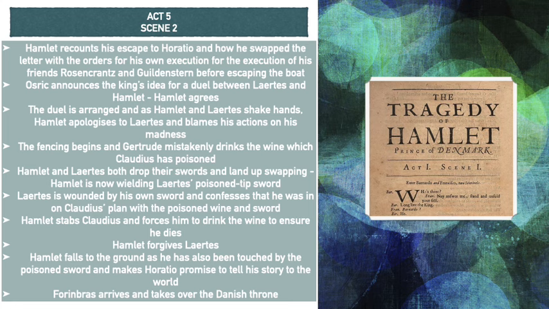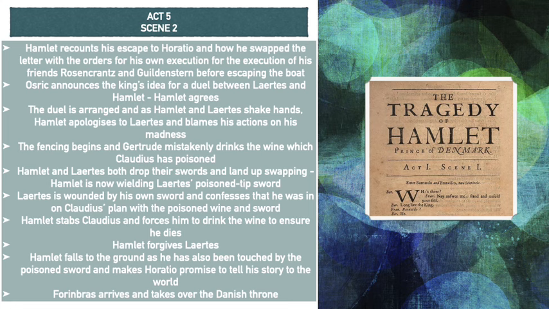She mistakenly drinks the wine, which Claudius has poisoned, and subsequently dies. Hamlet and Laertes, in their battle, in their scuffle, both end up dropping their swords and swapping swords. So now Hamlet is left wielding Laertes' poison-tipped sword.